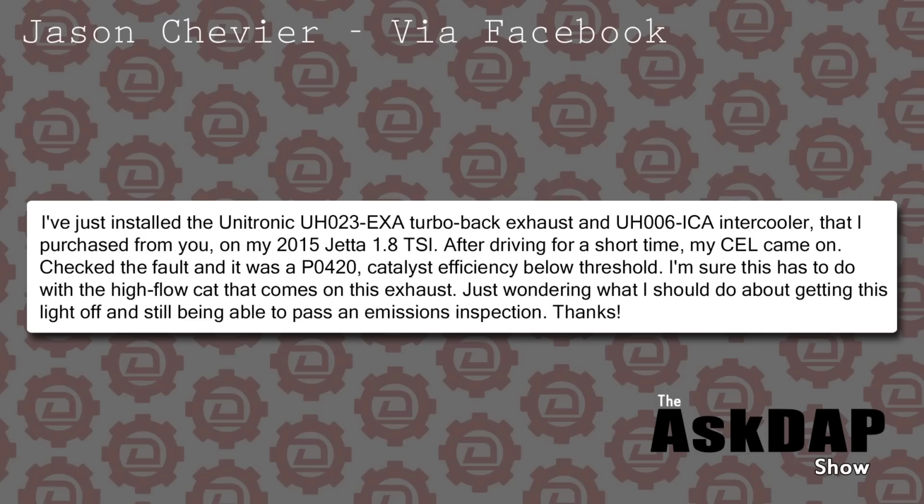Jason via Facebook says, I've just installed the Unitronic Turbo back exhaust and intercooler that I purchased from you on my 2015 Jetta TSI. After driving for a short time, my check engine light came on. Checked the fault and it was a P0420, catalyst efficiency below threshold. I'm sure this has to do with the high flow cat that comes on this exhaust. Just wondering what I should do about getting this light off and still be able to pass an emissions inspection.